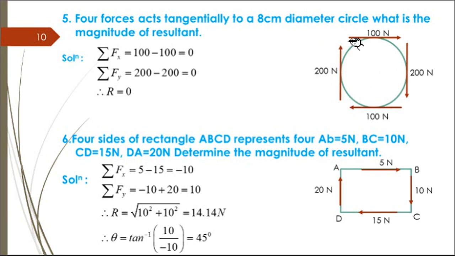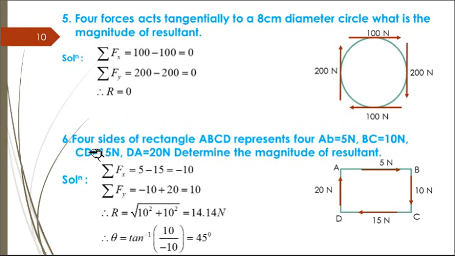To find out the resultant, we know resultant R is equal to under root of summation of Fx square plus summation of Fy square. So let's find out summation of Fx equals summation of all horizontal forces. So 100 towards right minus 100 towards left, which is equal to 0. Then summation of Fy equals 200 in upward direction, 200 in downward direction. So 200 minus 200 is 0, and therefore resultant is equal to 0.